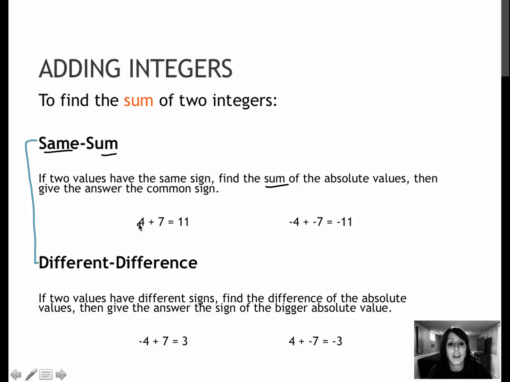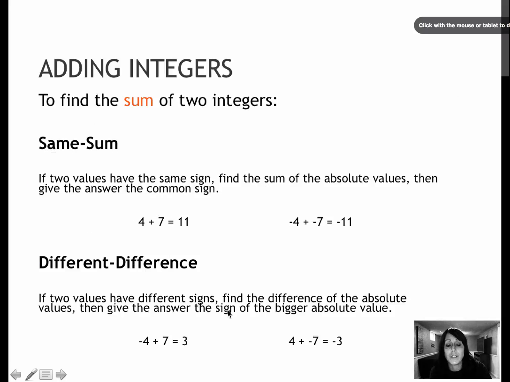For instance, if I have 4 plus 7, obviously that value is 11. Those are both positives. They both had the same positive sign, and the result is positive. If I have negative 4 plus negative 7, notice they also have the same sign, and so I'm finding the sum of 4 and 7, which is 11, and giving it that sign. So those are the same sum.